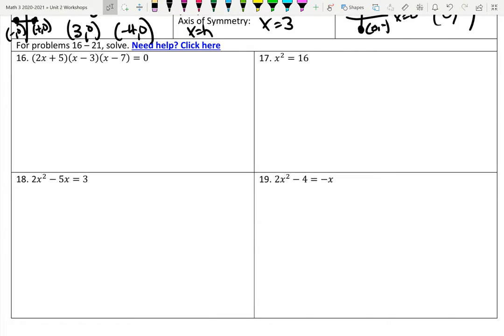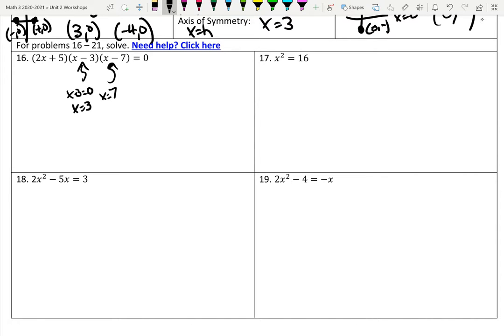Continuing our adventure, number 16. To solve it, you just have to ask yourself, hey, what makes a 0? Here, it's 7. X is 7. If you want to write it out formally, you can do x minus 3 equals 0 and add 3 to both sides to get x equals 3.